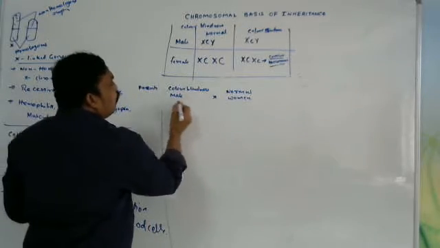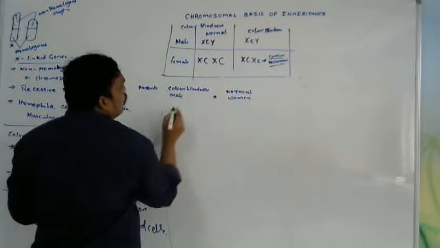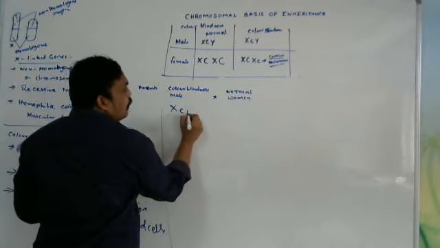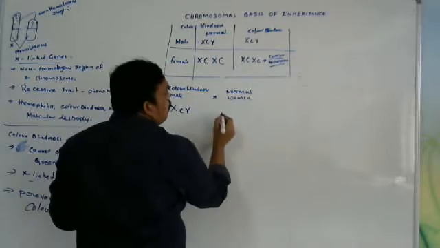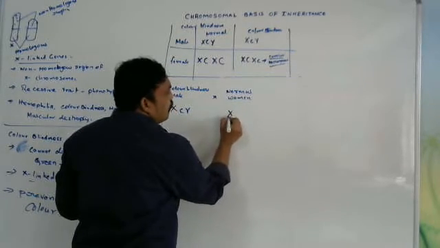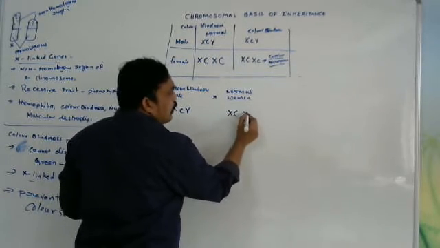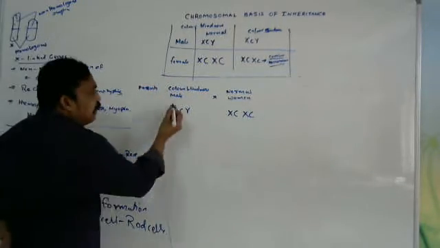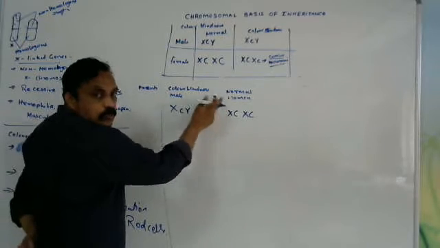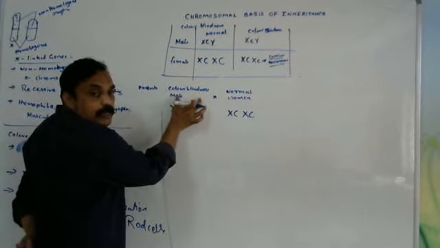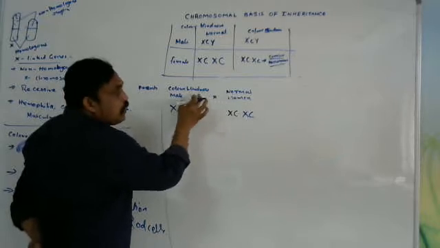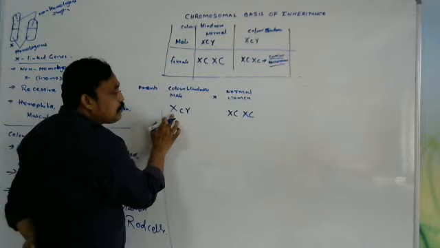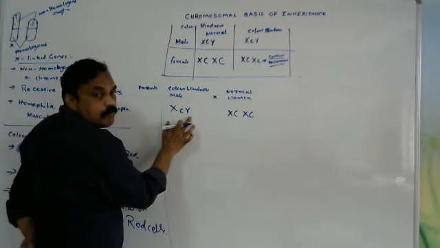For example, the color blind male has the chromosomes capital X, small c, and capital Y. And the normal woman is what? Capital X capital C, capital X capital C. So these are the parents: a color blind male married to a normal woman. Their genotypes are X small c Y and X capital C X capital C.